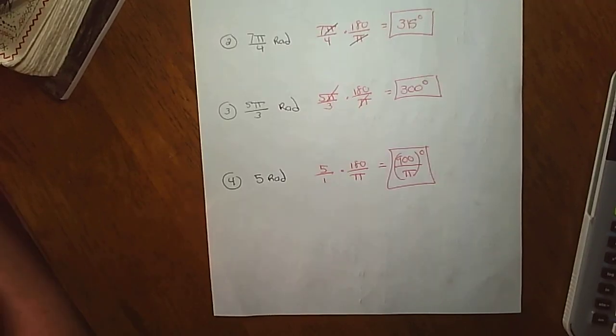So it's a funky looking answer. And that's how you convert back and forth from radians to degrees.